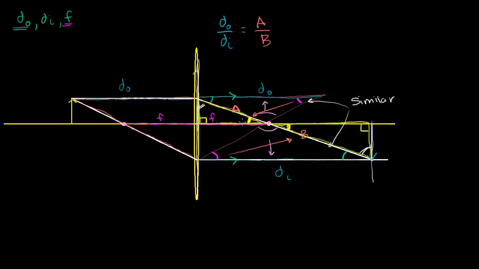Now, since all three angles are the same, these are also both similar triangles. So we can do a similar thing. We can say A is to B. Remember, both A and B are opposite the 90-degree side. They're both the hypotenuse of these similar triangles.